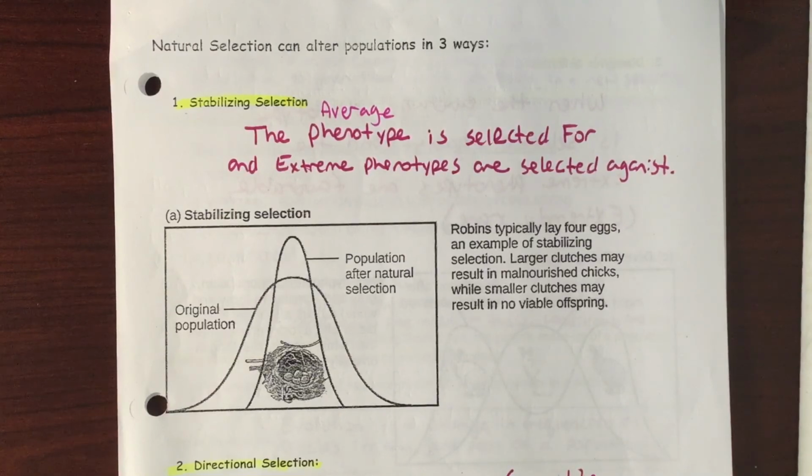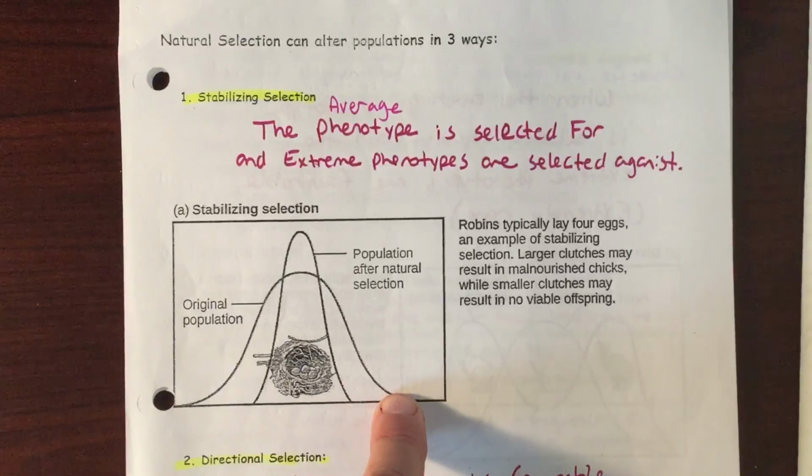Stabilizing. Robins typically lay 4 eggs within their clutch. They lay 4 eggs that are going to hatch into babies. Larger clutches may result in malnourished chicks. So if that robin lays 6, 7, 8, those chicks aren't going to be as healthy. That would be an extreme phenotype. Those chicks won't be as healthy. Mom can't feed all of them. So they're not going to have a very good chance of surviving.